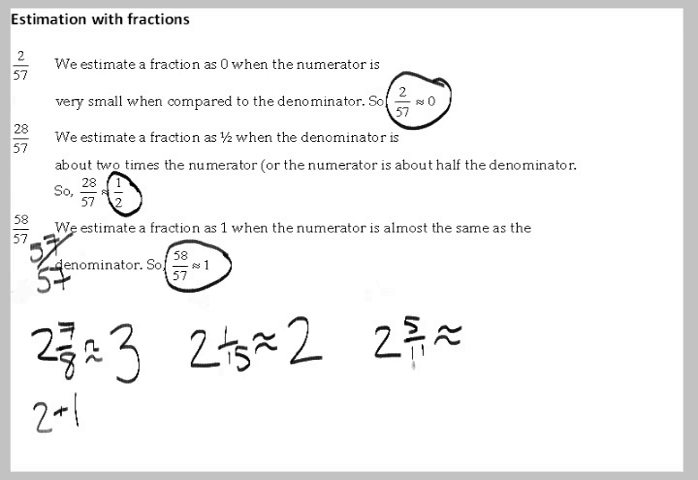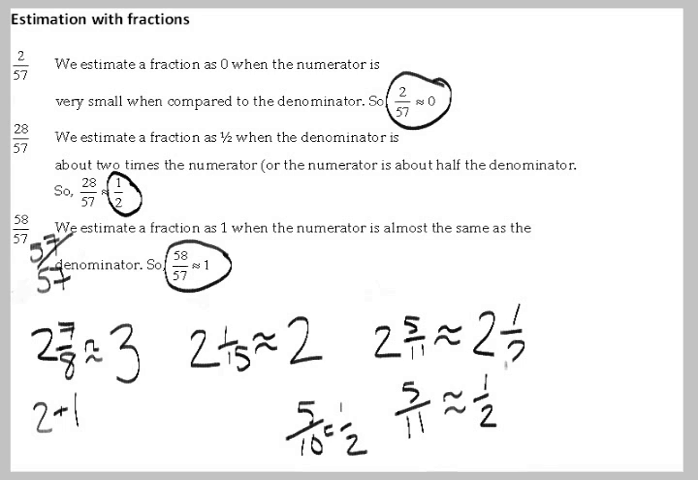Here's our last example, 2 and 5/11. Well, looking at the fraction 5/11, that's very close to 1/2. It's not exactly 1/2, but it's very close. 5/10 would be exactly 1/2. So 5/11 is very close to that. So we can say that we have about 2 and 1/2.